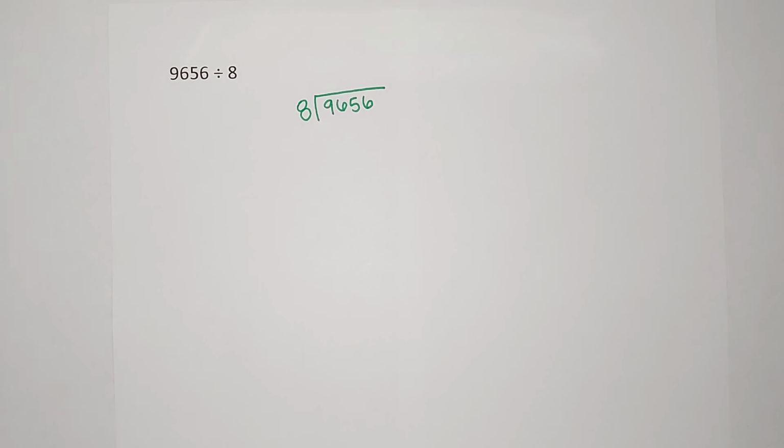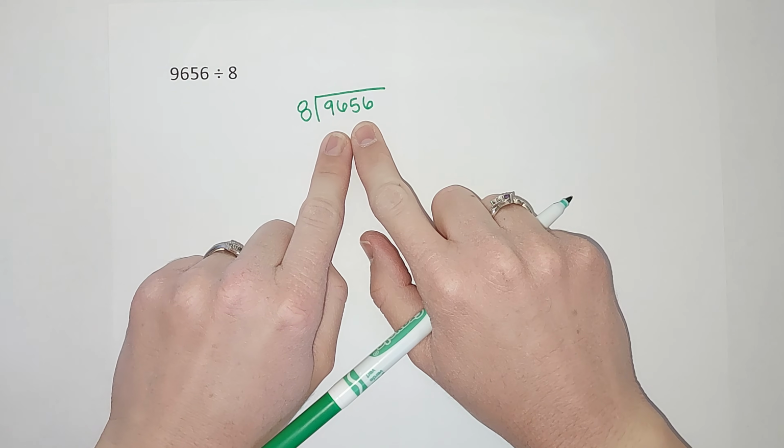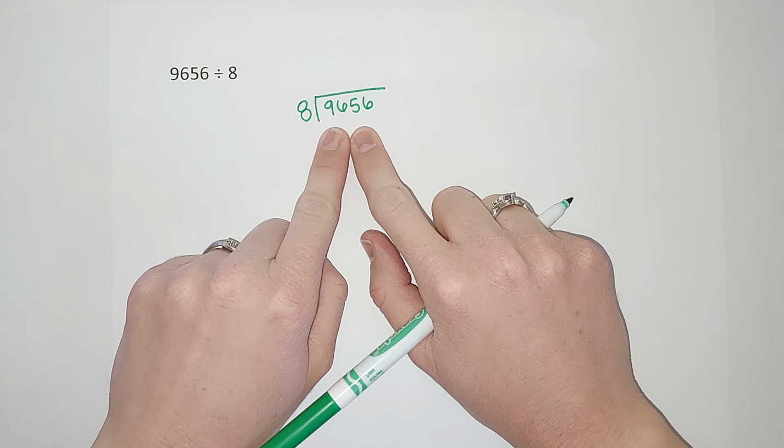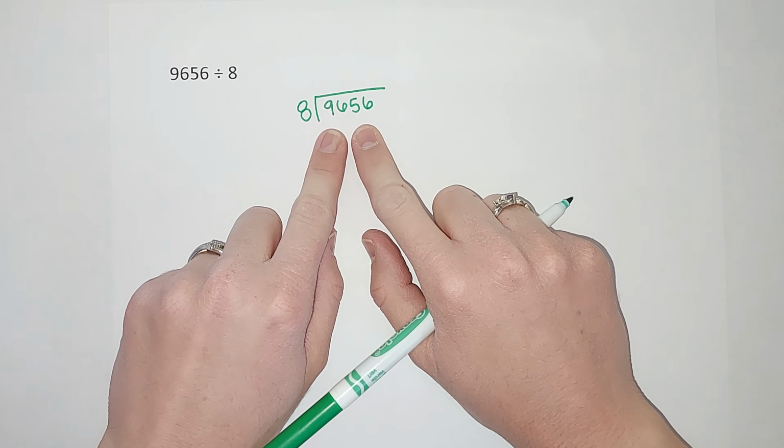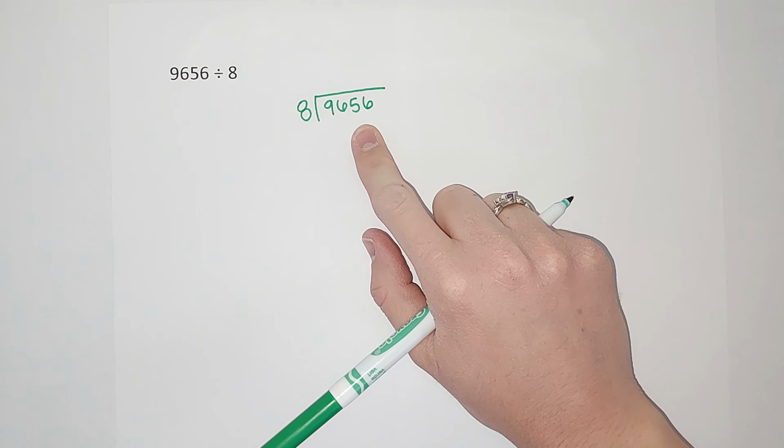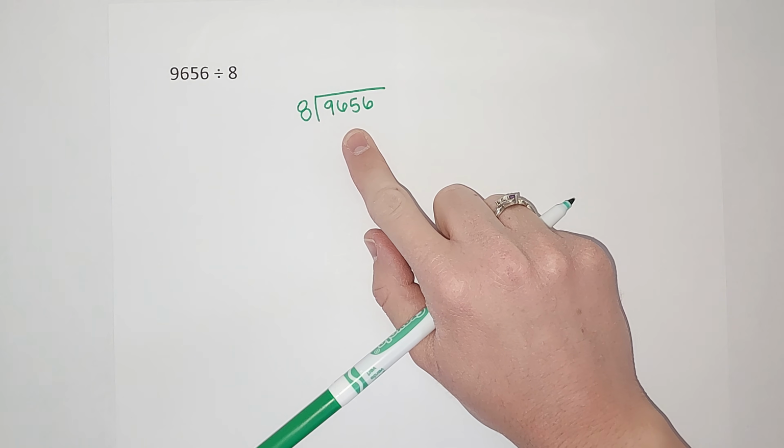Okay. All right. So when we're doing partial quotients, we're thinking in big terms at first. General terms would be a better thing to say. So I'm thinking, okay, 8 times 100 is 800, which is not very close to 9,656, right? We're trying to figure out how many times 8 goes into here. Well, 8 times 1,000 is 8,000, which is a lot closer, right? Not quite there, but that's why we're doing partial quotients.